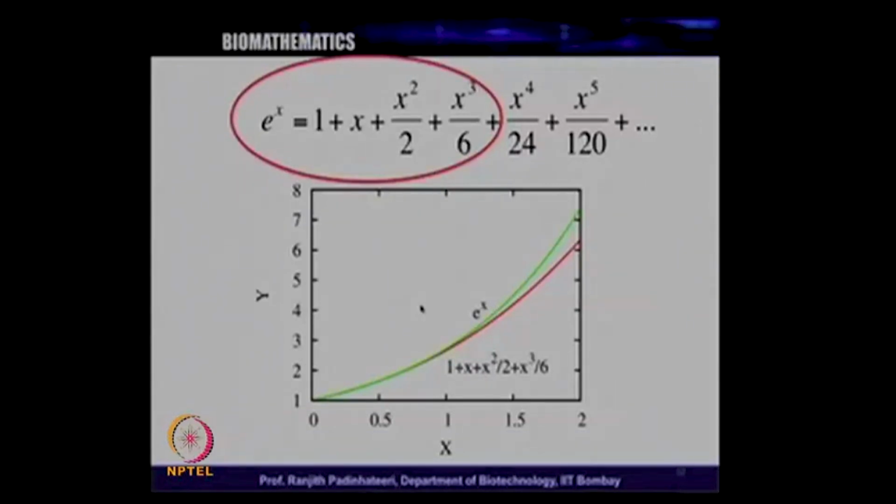If we take more and more terms, we took two terms, 1 and x, and we saw that only when very close to 0, e power x and this 1 plus x match. When they are far away from 0, they diverge.